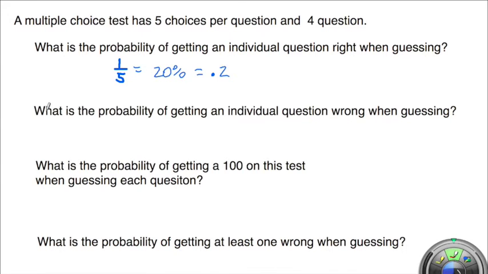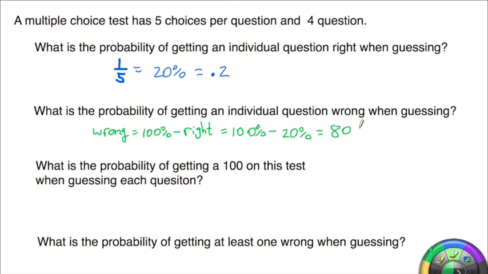All right, so then what is the probability of getting a question wrong when guessing? Well, to get the probability of what is wrong, that's the complete opposite of actually getting it right. So the probability of wrong is going to equal 100% minus getting it right. So in this case, it'll be 100%, and I'll stick with the percent one, minus 20%. So you have an 80% chance of getting each individual question wrong.